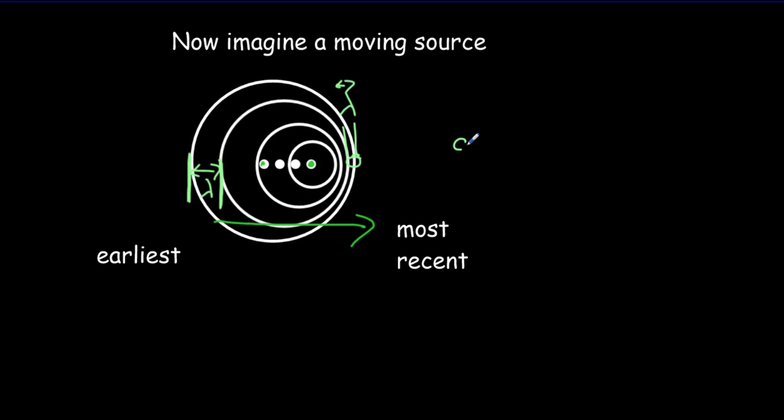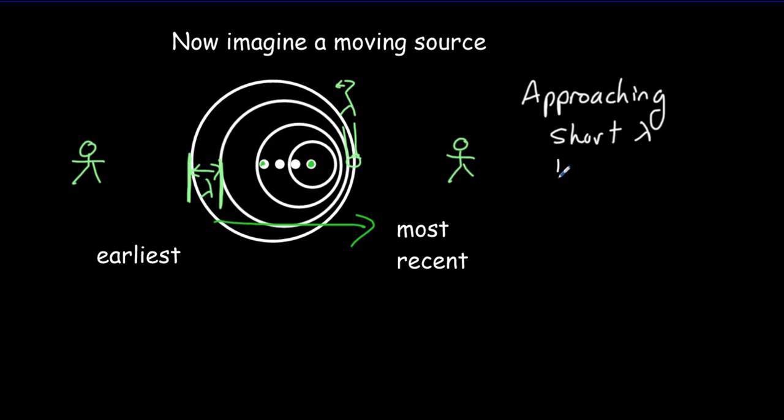So we get a different wavelength experienced by somebody in front than we do for somebody that's in behind the source. So when you're in front, the source is approaching, you get a short wavelength and you get a high frequency. But when you're in behind, the source is receding from the observer, and we're getting a long wavelength, and we're getting a low frequency.